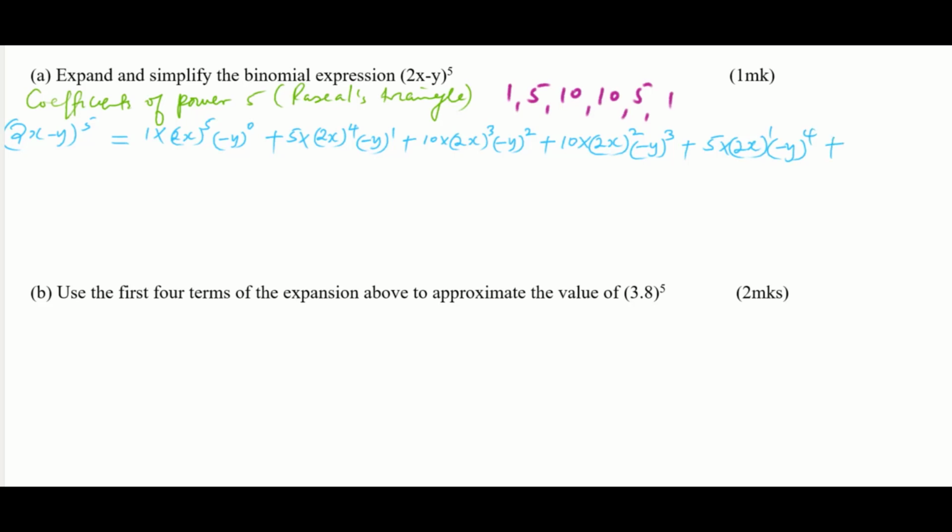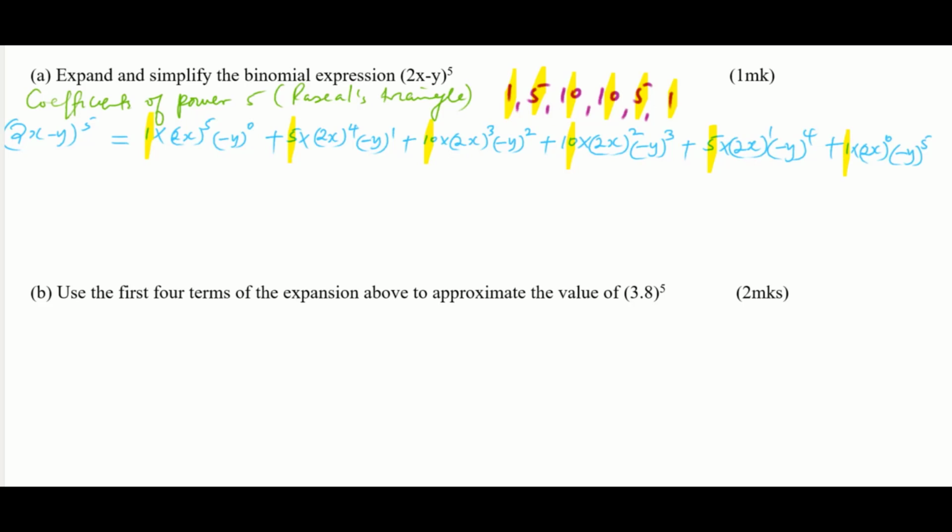And the last one you have 1 multiplied by 2x raised to power 0, negative y raised to power 5. So when you look at these numbers, you realize these are the coefficients. You need to look at the coefficients. This is where the coefficients are. That is where you put the coefficients.